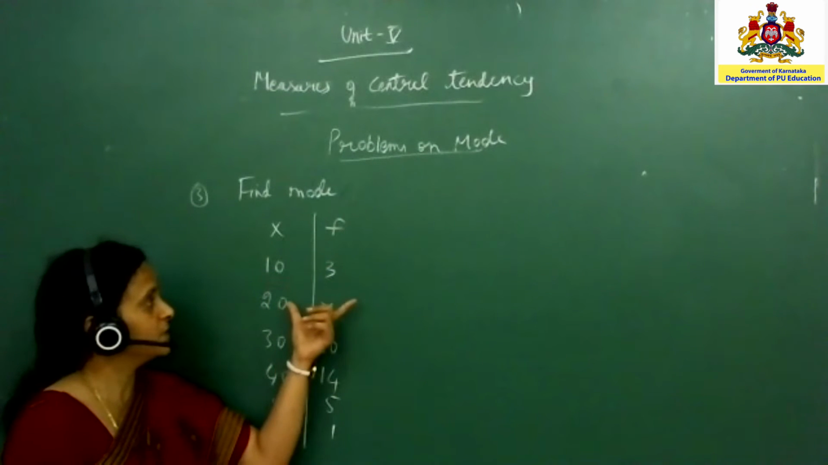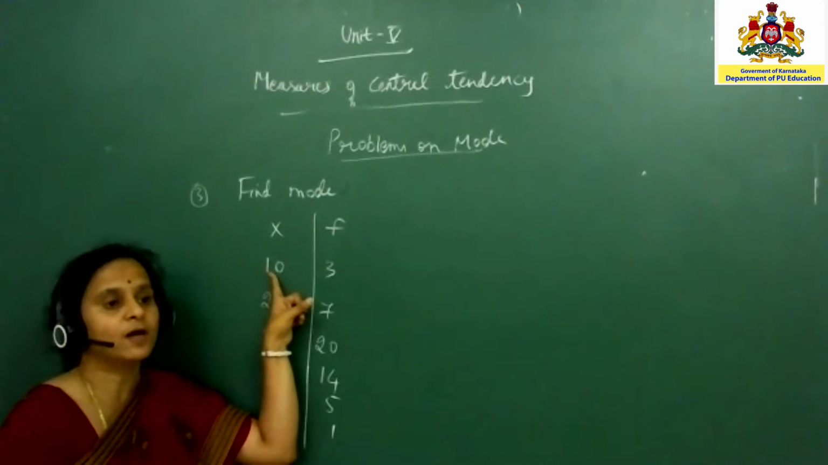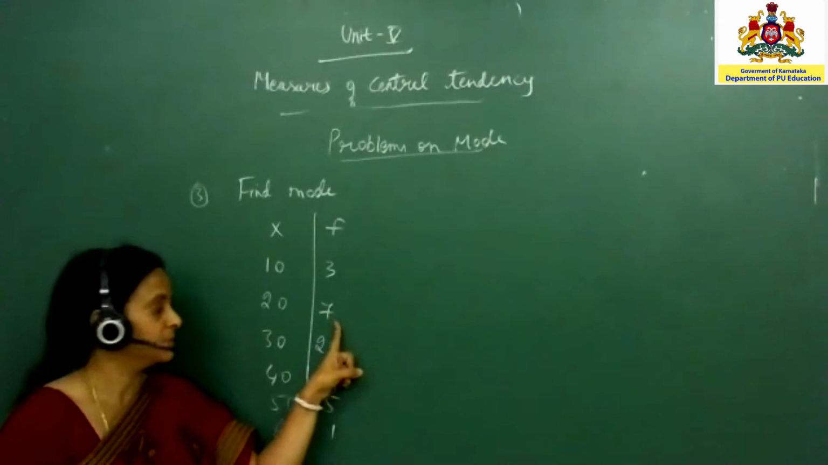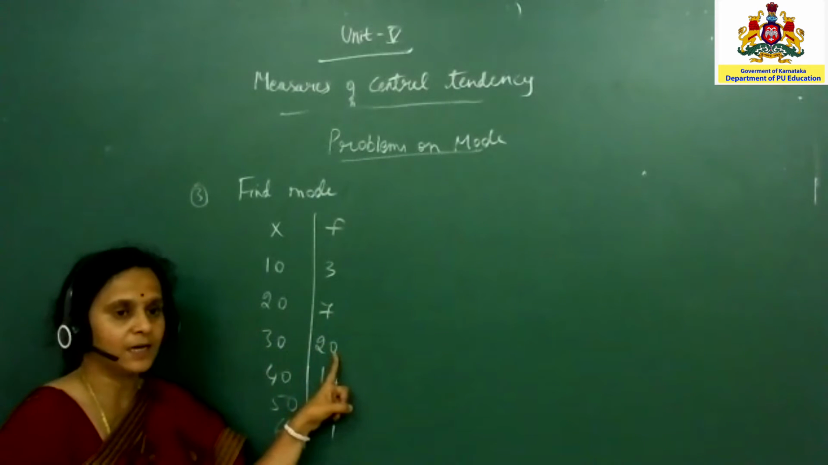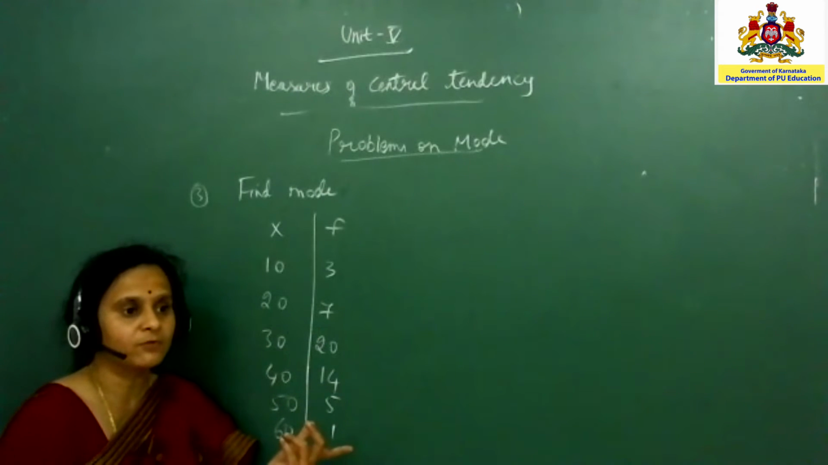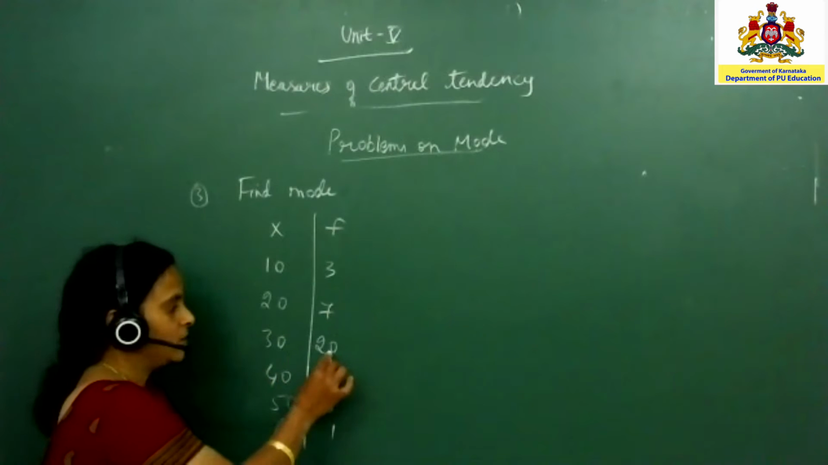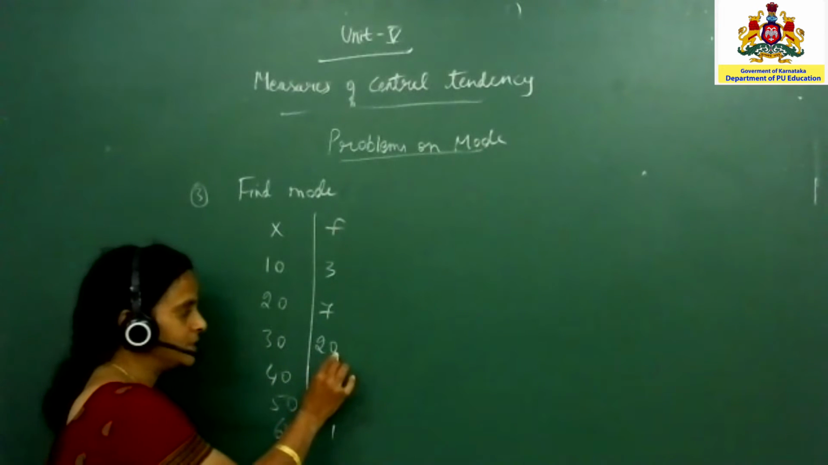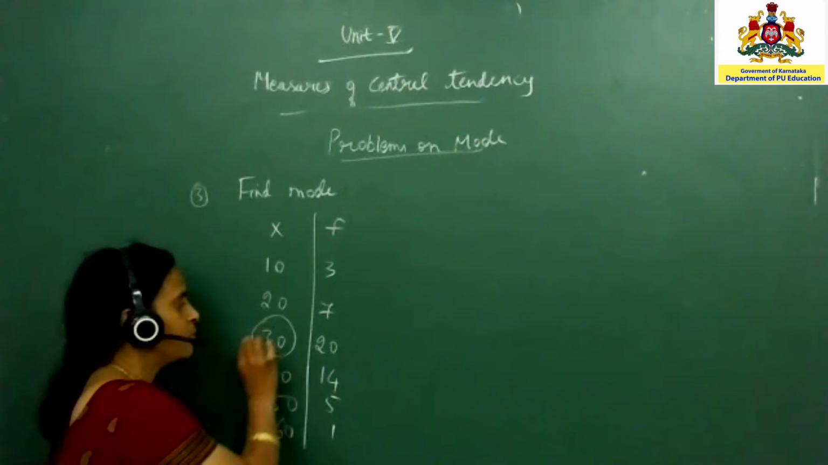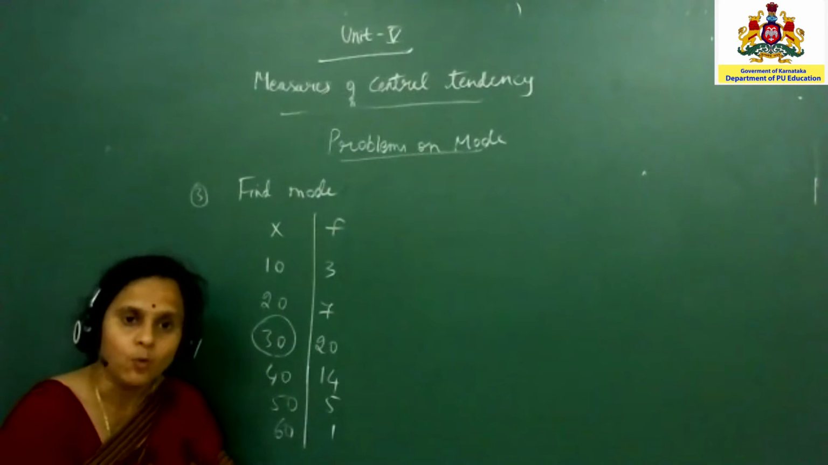The meaning of this distribution is that the value 10 is repeated 3 times, 20 is repeated 7 times, 30 is repeated 20 times, and so it goes on. So which number is repeated the most number of times? We have to look at the highest frequency. In the second column, the highest frequency is 20. As 20 is the highest frequency, we look at the corresponding x value, and that becomes the mode value.